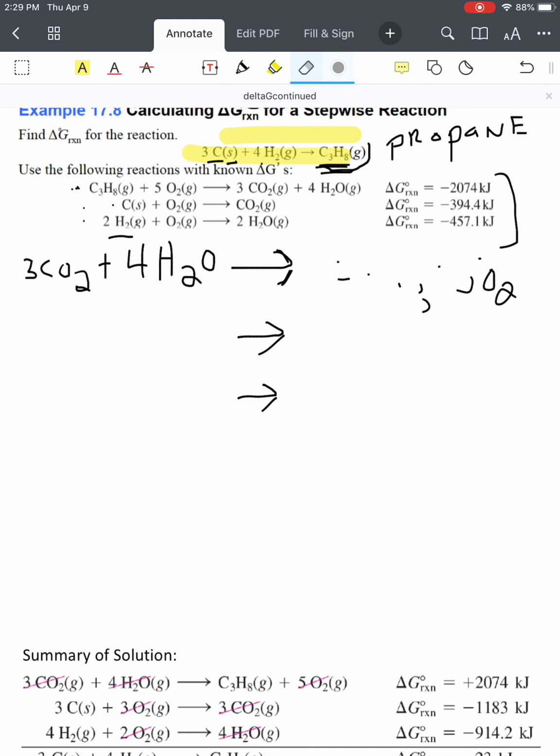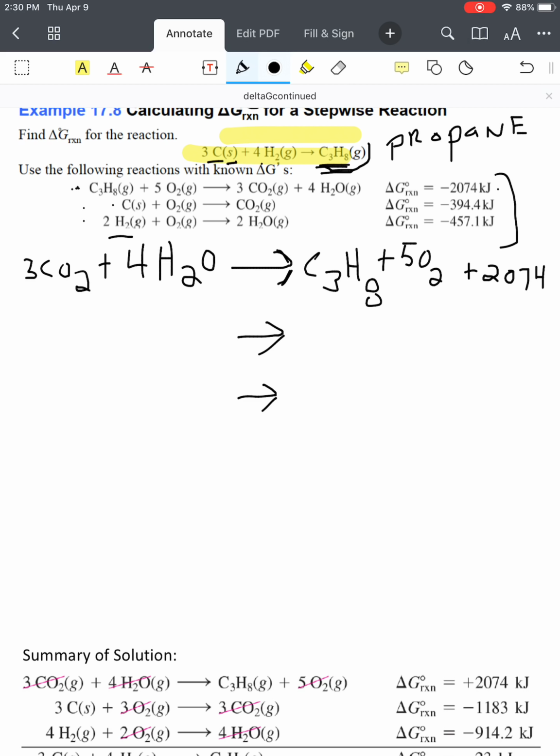Now, I'm going to rewrite this to give myself a little bit more room. I didn't give myself enough. Now the thing is, if we flip a reaction, like we just saw here, what happens to the sign on our delta G0? Didn't we say that it also flips? Since it was a negative 2074, now it becomes a positive 2074 kilojoules, because I flipped reactants and products. Keep that in mind. That'll be important later, okay?